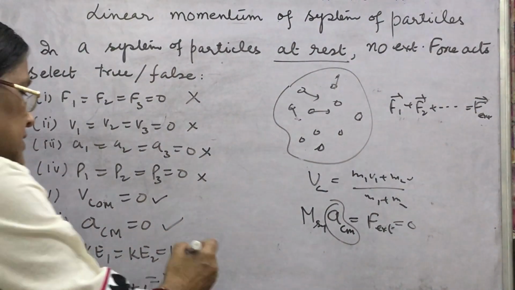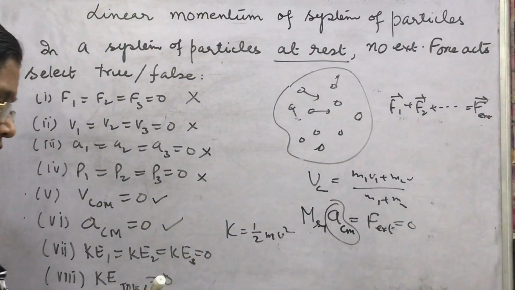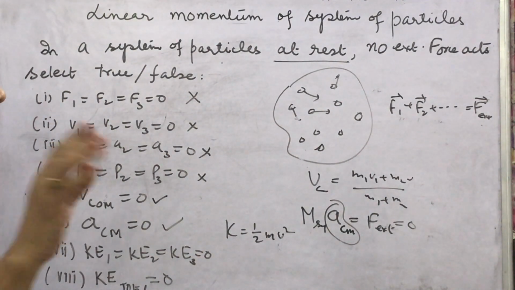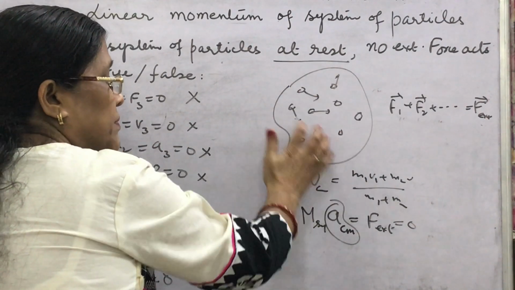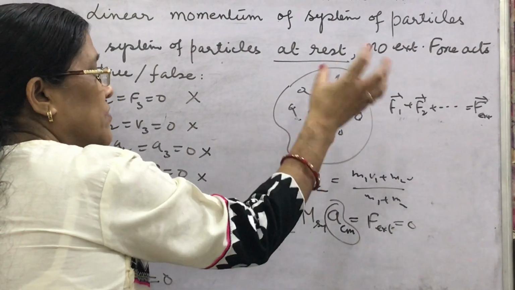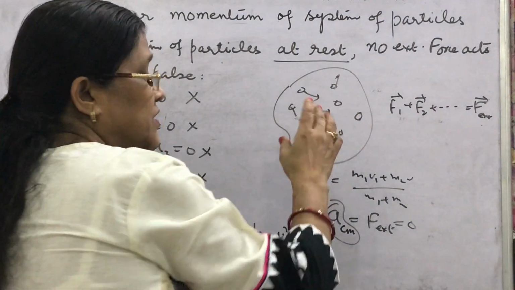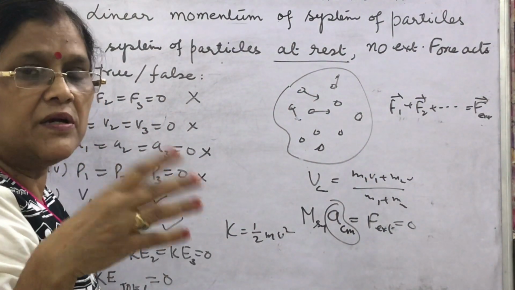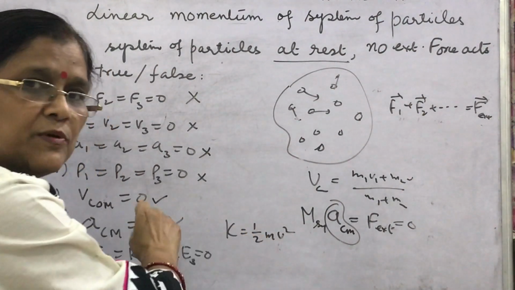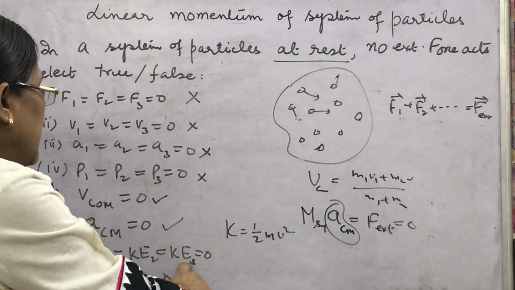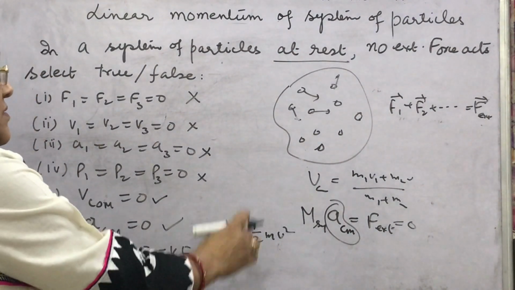Kinetic energy is written as K equal to half mv square. Kinetic energy is a scalar quantity. All the individual particles have velocity, and the vector sum may be 0 because negative and positive are considered, but kinetic energy is never negative. If V is negative, then V square is positive. So kinetic energy will never be 0. This is not true.